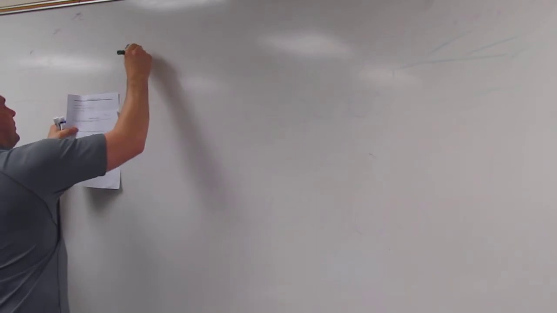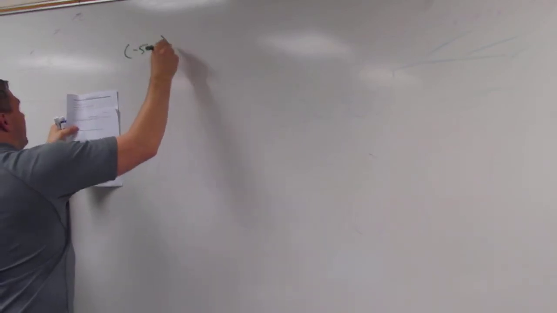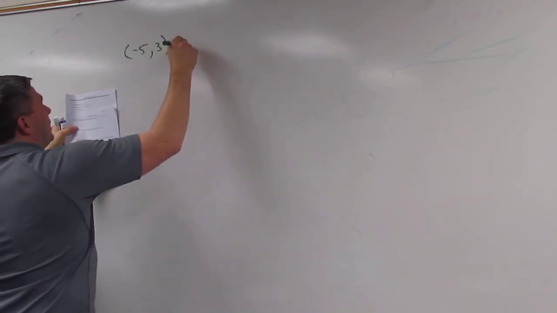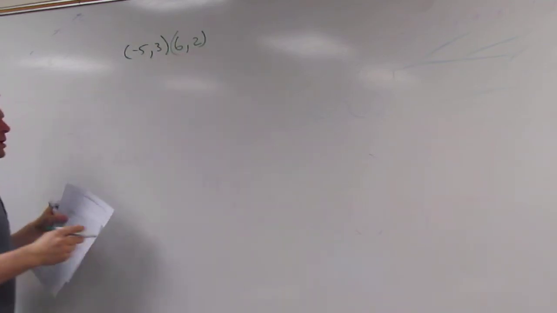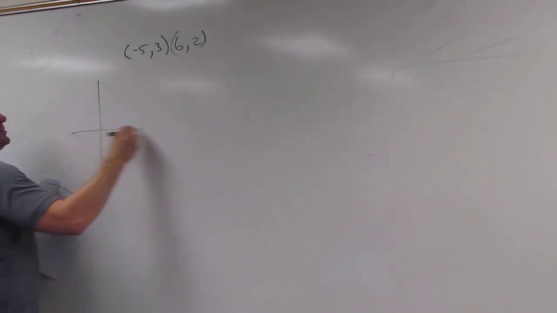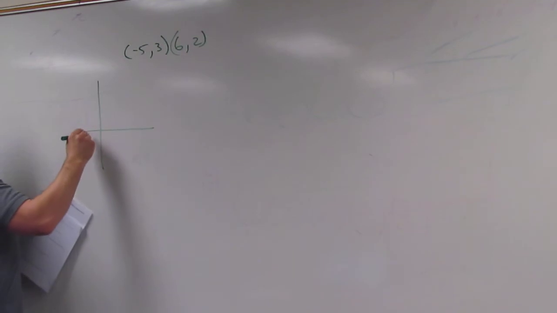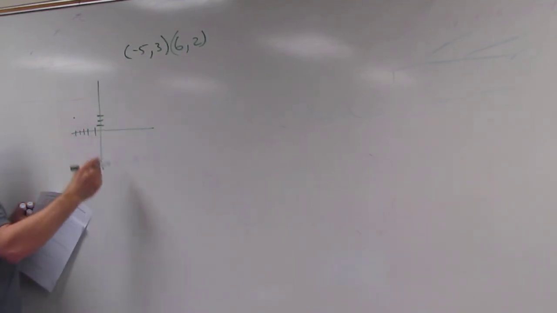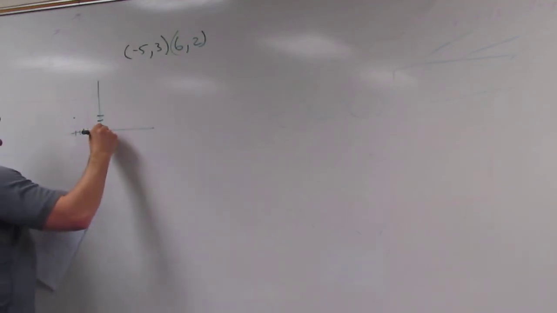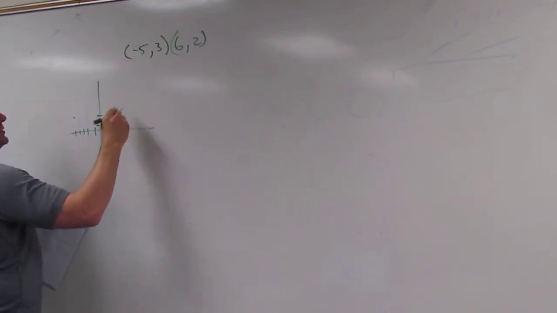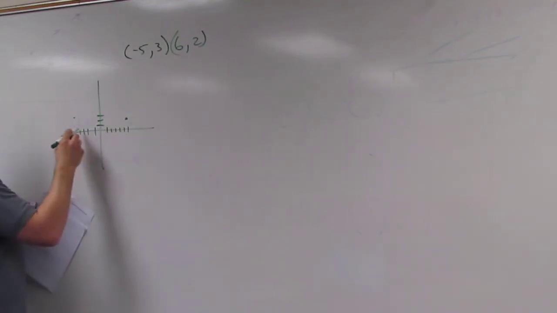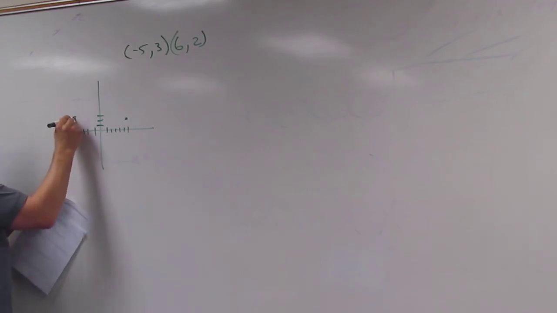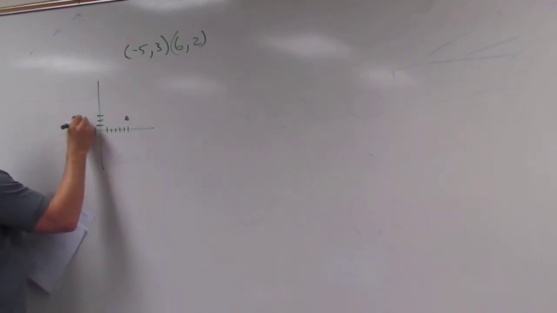Okay, finding the distance between 2 points. I have these 2 points, (-5, 3) and (6, 2). That just means I have these 2 points in space: one at -5 and 3, and another point at 6 and 2. And I want to find the distance between these 2 points.